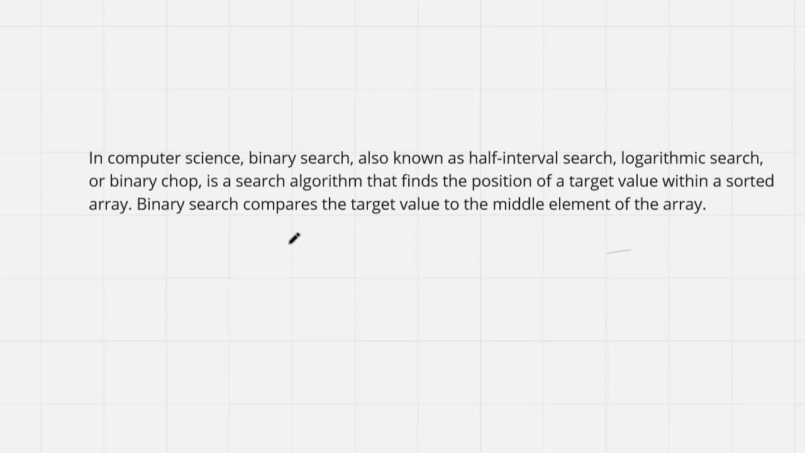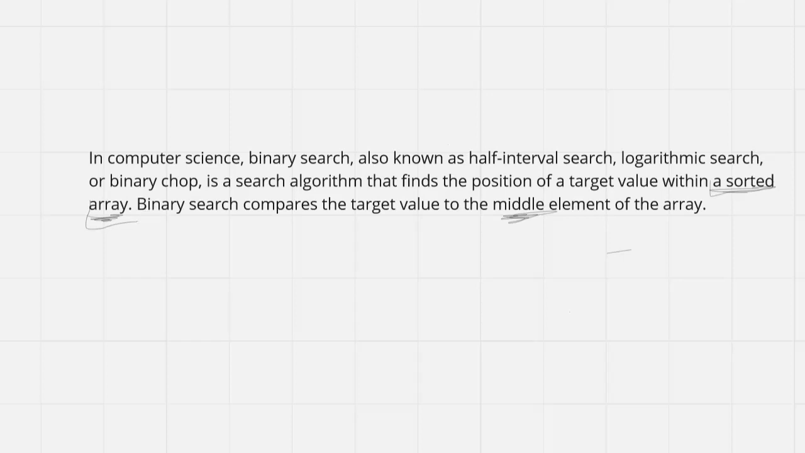But for us to be able to use this algorithm, the array that we are working with or dealing with must be sorted. It must first be sorted, and again, we must be able to get the middle element of the array. So the big thing being emphasized here is that there's a condition for us to be able to use this algorithm, and that condition is that the array must be sorted.